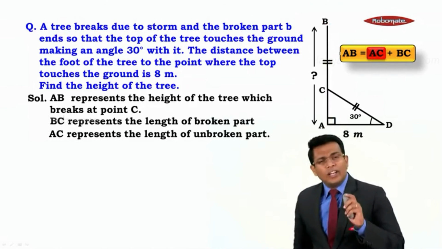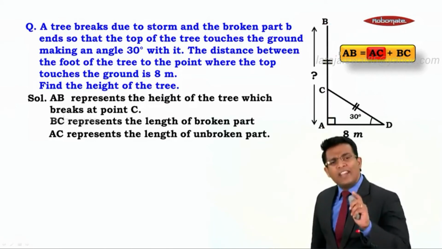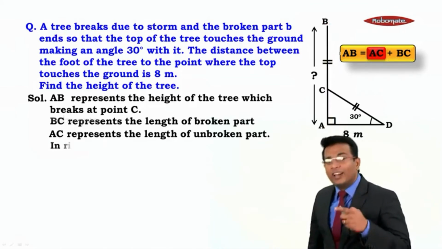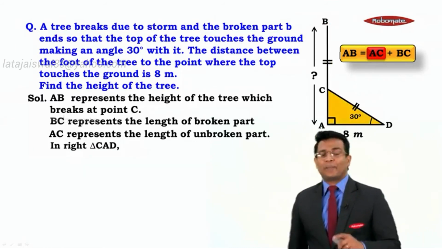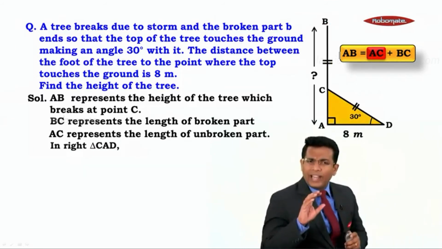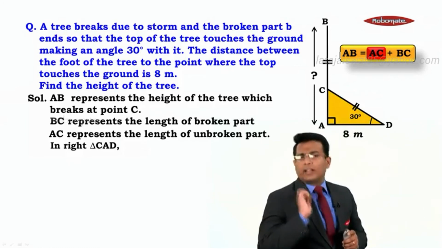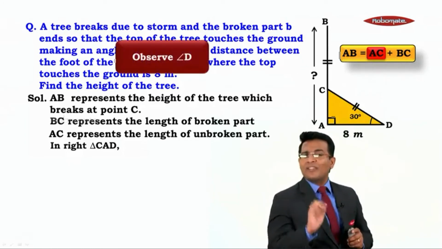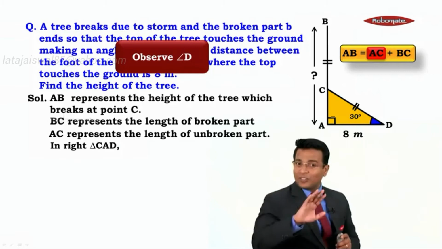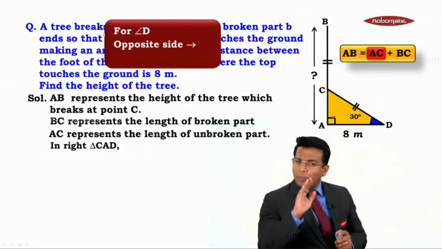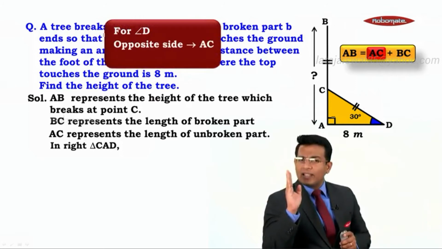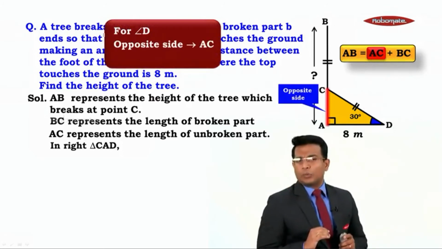Beautiful. Now let's focus on AC first. AC we can find because AC belongs to that right angle triangle CAD. Observe, to find AC, in this triangle, do we have an acute angle? Yes, we have an acute angle D given to us. For that angle D, observe that the opposite side which we need to find, that is AC. That's the opposite side.